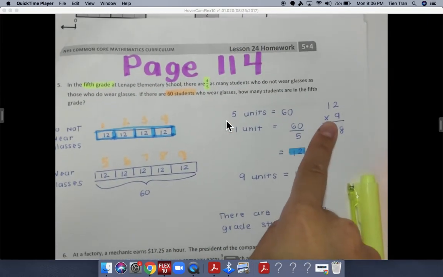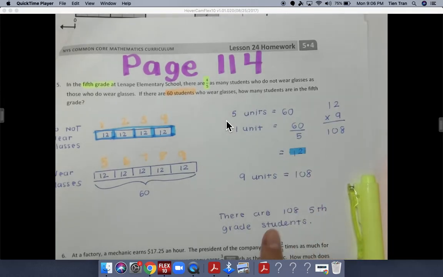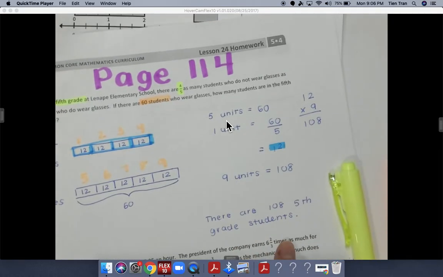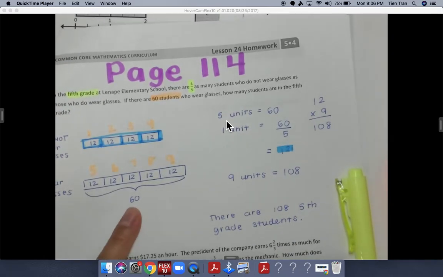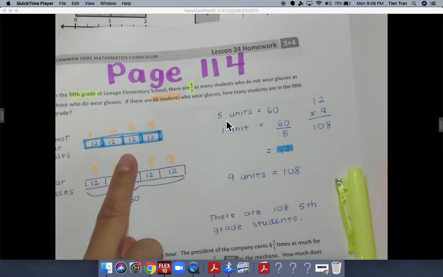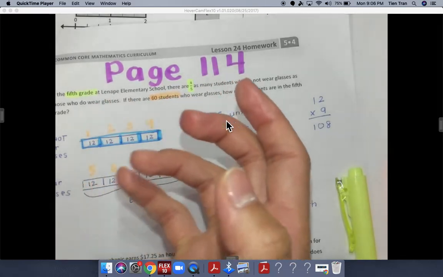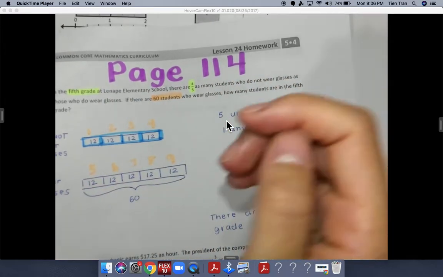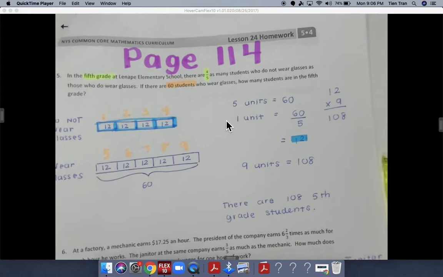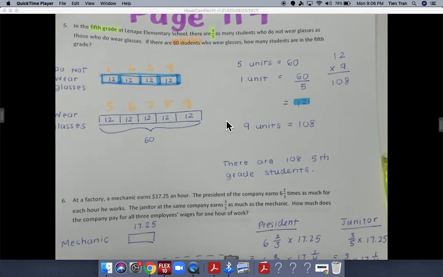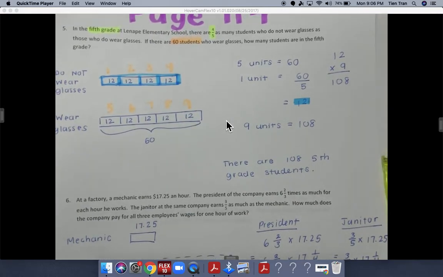So I'm going to multiply 12 times 9, which is 108, and that tells me how many 5th grade students there are. Okay, so this one, there was 60 students, and then if I were to add the 48 students, I would also end up getting 108. Or you can multiply and also get 108. So there are 108 5th grade students in all.